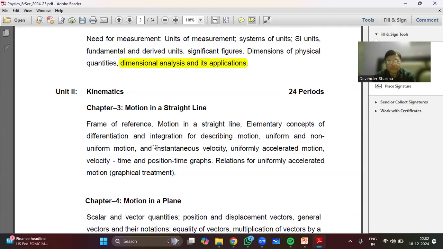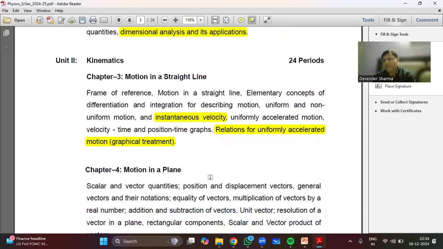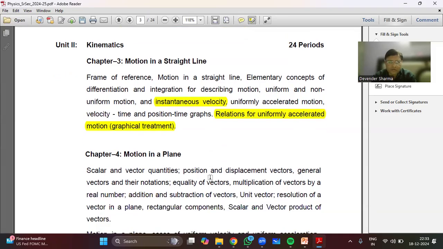Moving on to unit number two, motion in a straight line, all the definitions and everything you have to do. The most important thing is instantaneous velocity, where the numericals are, and of course the average velocity, the graph, and, very important, the relations of uniformly accelerated motion that you have to deal with in graphical treatment only. Although I'll suggest that if you do this in the calculus method, there is no harm in doing all these things in the calculus method also.